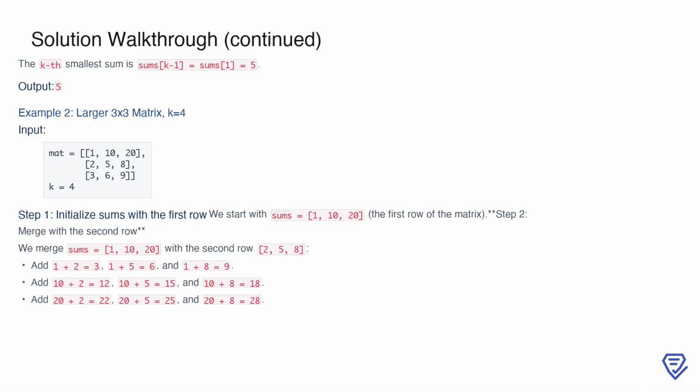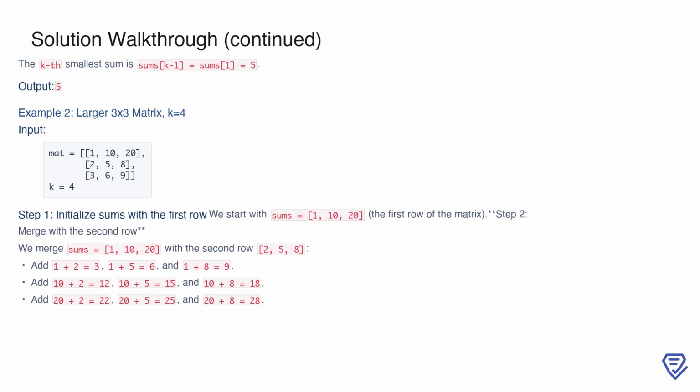Moving on to a larger matrix, consider the input [1, 10, 20], [2, 5, 8], [3, 6, 9], with k equals 4. Here, we start by initializing our sums with the first row, so sums equals [1, 10, 20]. Then, we merge these sums with the second row, 2, 5, 8. Again, we compute all pairwise sums using a min heap.